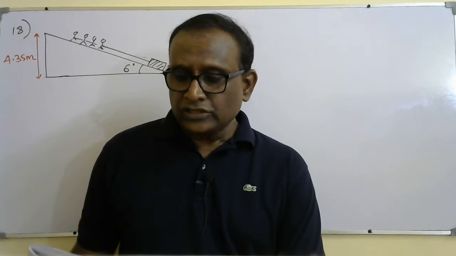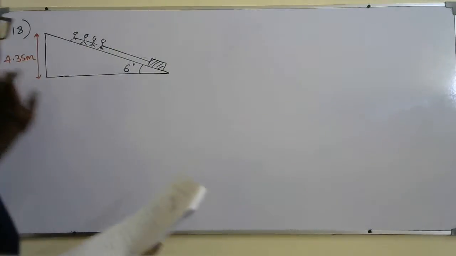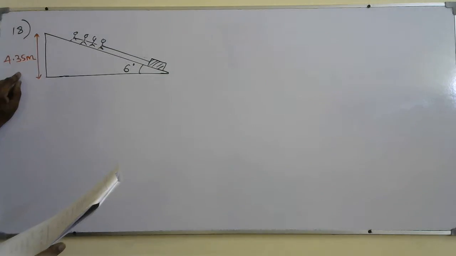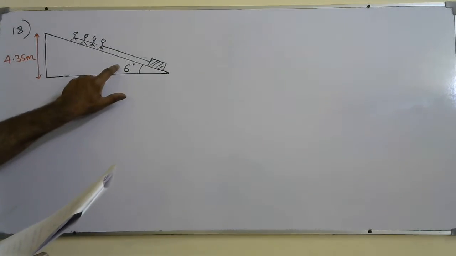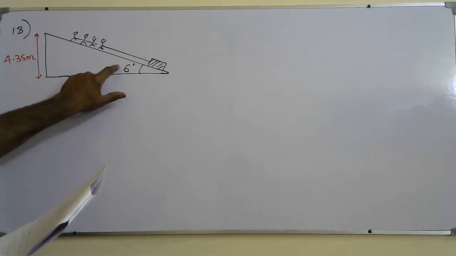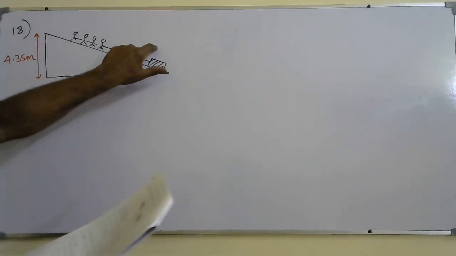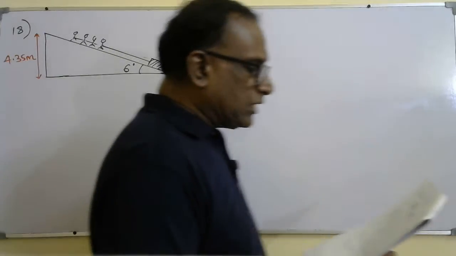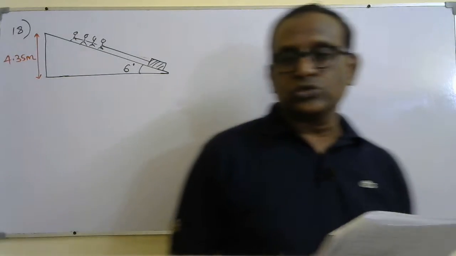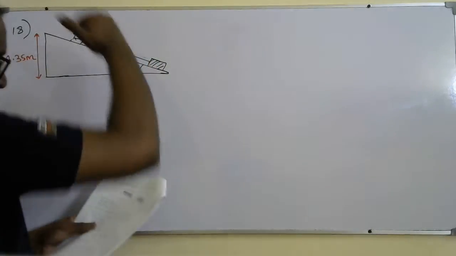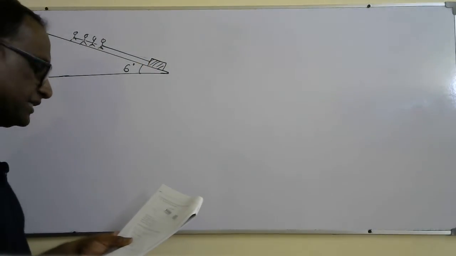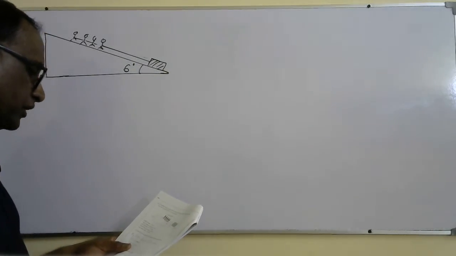We'll see. Height of the ramp is given: 4.35 meters. Angle of the ramp to the horizontal: 6 degrees. Mass of block: 2.10 × 10^3, that is 2100 kilograms. Speed of block up the ramp is 0.450 meter per second. Total power of the team.